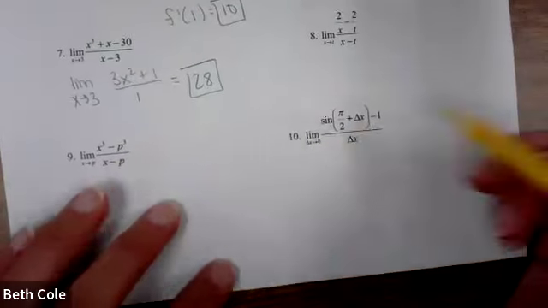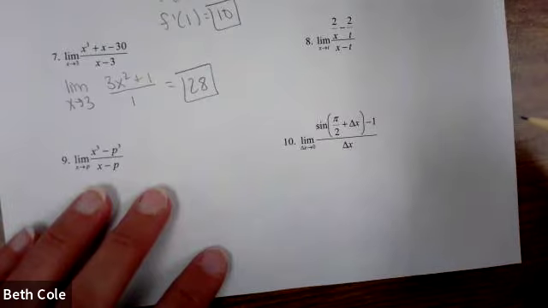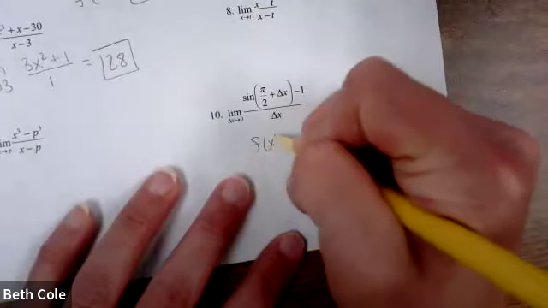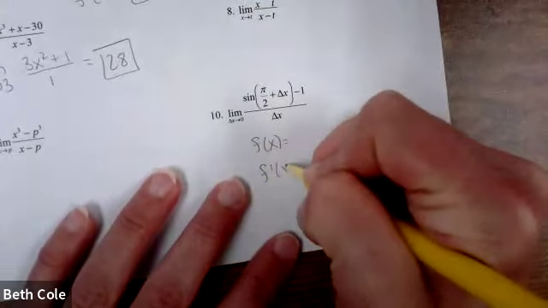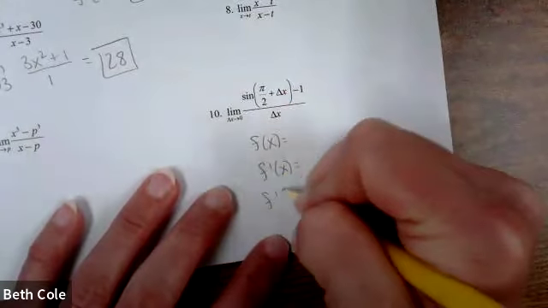I don't particularly like this one. I'm not going to do that. Is there any other one that looks scary? Maybe we'll just do one more. 10? Okay. We're going to figure out what's the function. We're going to take the derivative. And then we're going to plug in whatever number they want us to plug in.